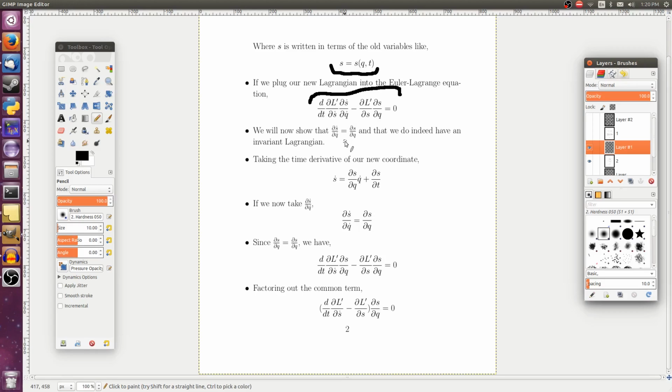Now, it looks like we made the problem worse and that it's not invariant, but this term is actually going to happen to equal this term. So that's what we need to show.